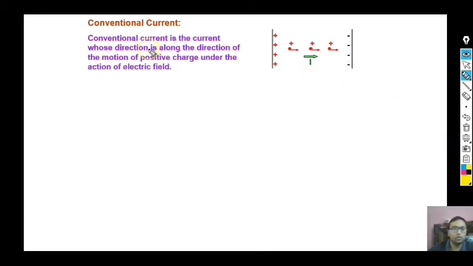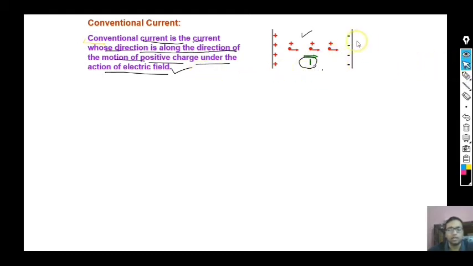So let's go through the definition of conventional current. Conventional current is the current whose direction is along the direction of motion of positive charge under the action of an electric field. As I told you, this is called the direction of conventional current. This is symbol I, which shows that the direction of current is positive to negative.